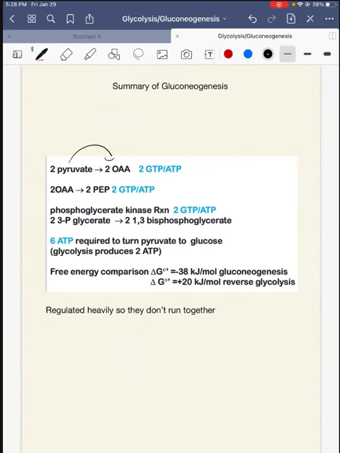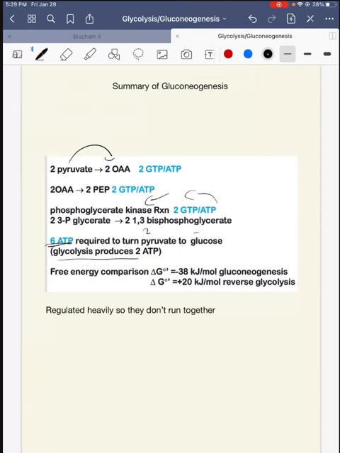And then this is the phosphoglycerate kinase. So it's one of the reversible reactions I talked about. It comes after GAPDH. So to run it backwards, we will require ATP for that. So it required a total of 6 ATP to turn 2 pyruvates into 1 glucose molecule. And then just as a summary, glycolysis produces 2 ATP. And then this is the free energy comparison between them.